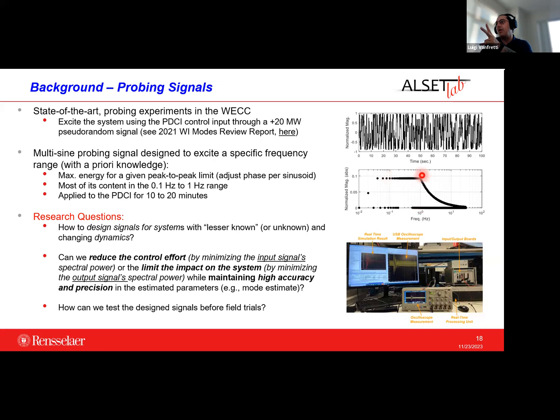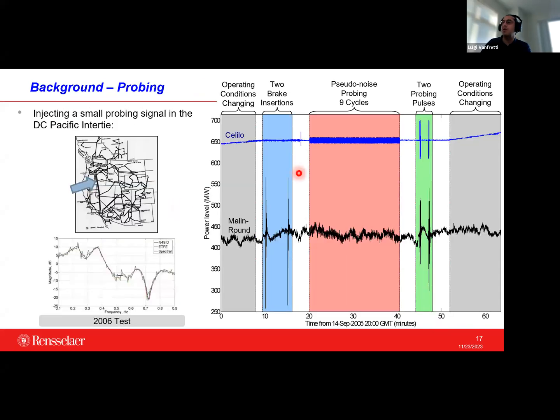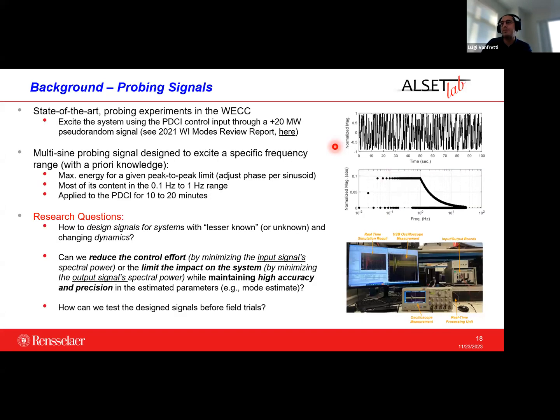And you can see here how they basically reduce it as you increase from 1 hertz. So they have maximum peak-to-peak energy that they can adjust, and they adjust the phase per sinusoid. And then they limit the content of the signal they're going to apply from 0.1 to 1 hertz. And they apply it for 10 to 20 minutes, as you saw here before. So this was 20 minutes that they're injecting the signal.